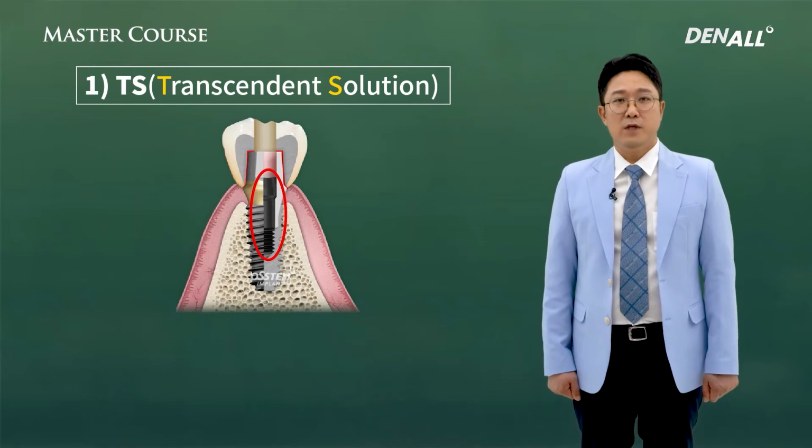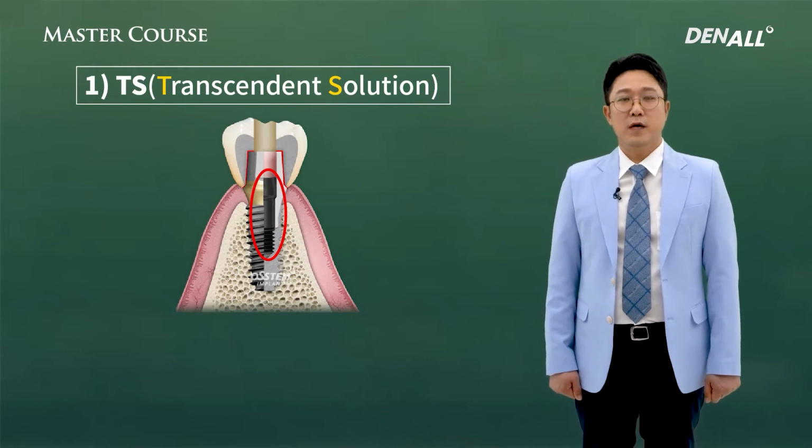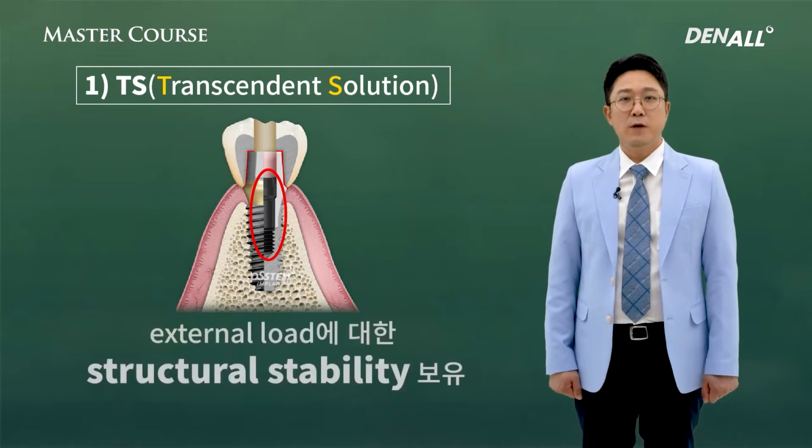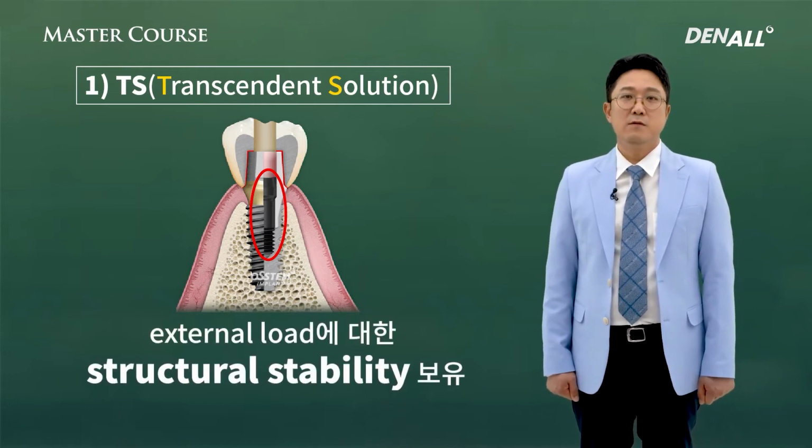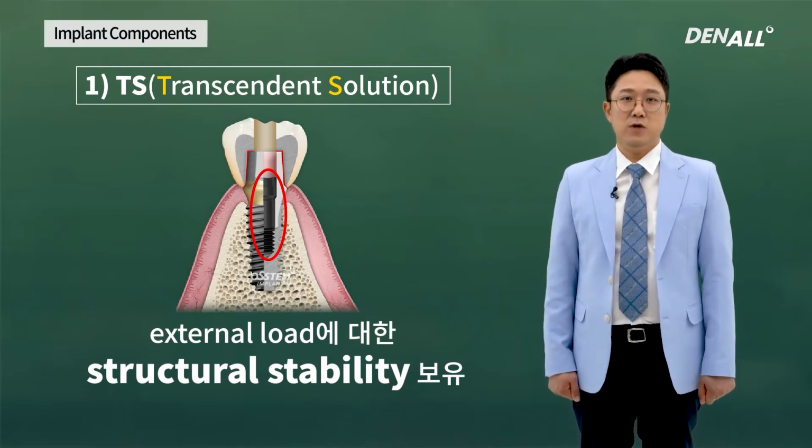It is easy to suture softer tissue. Implant is positioned within bone and the connection with the superstructure is within the fixture, so even if load is applied externally, there is less possibility of screw loosening or abutment's micro-movement. It is structurally stable.